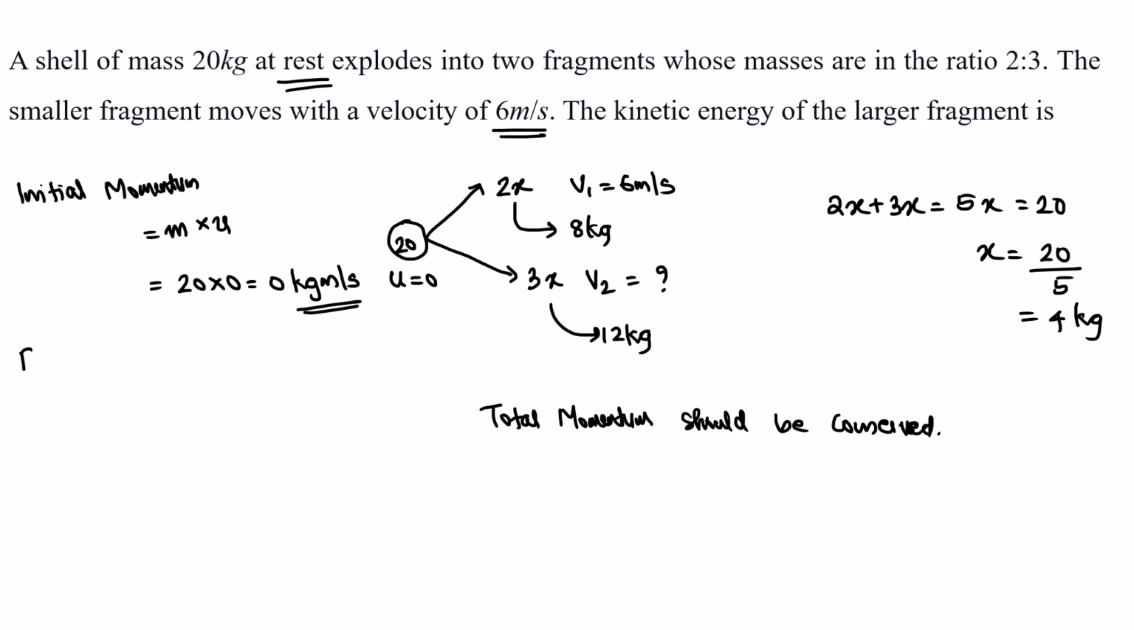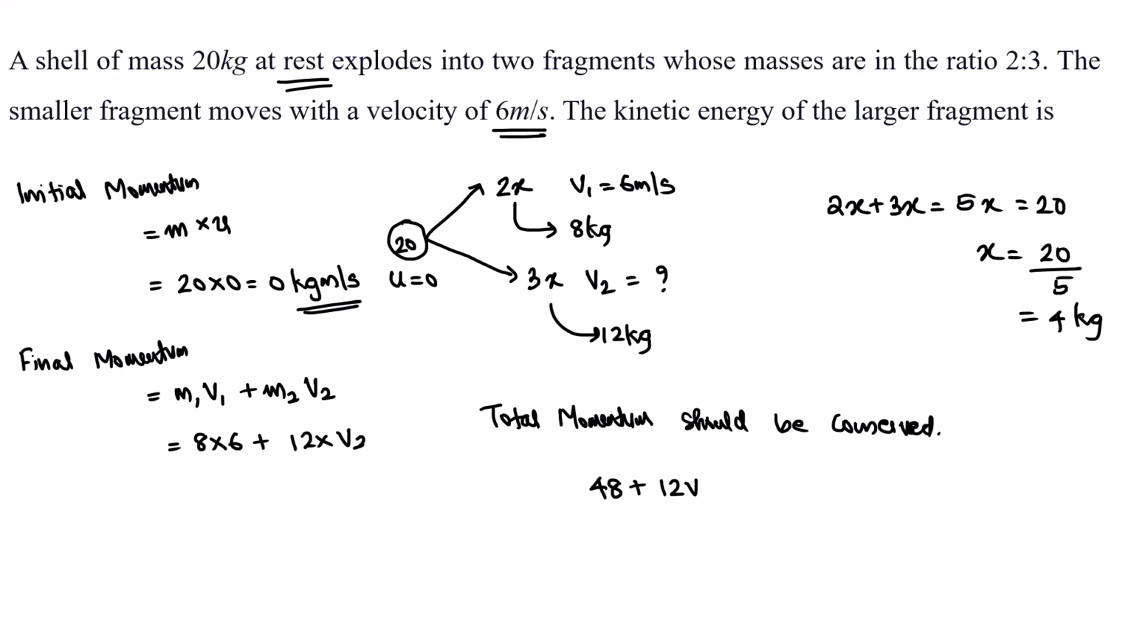Then what would be the final momentum? It is getting exploded into two components, so the final total momentum is equal to the mass of the first component, m1, into its velocity v1, plus the second component into its velocity v2. That is equal to m1 is 8 into 6 meter per second, m2 is 12 into v2. Since total momentum has to be conserved, the initial momentum should be equal to the final momentum.